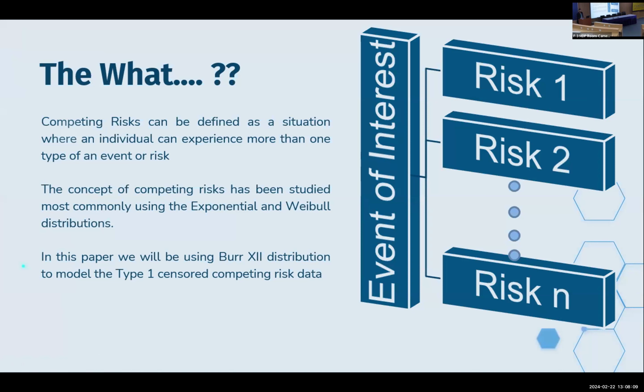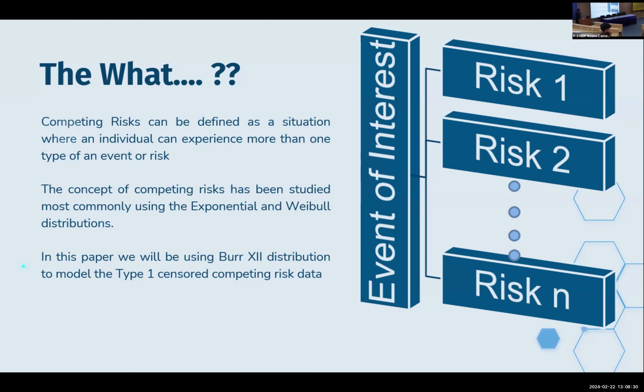renal diseases, or he may have a heart stroke, or he can just walk on the road and face an accident. And all these are risks which are competing against each other to take that person's life. This scenario is called the competing risk scenario, and these risks are called the competing risks.